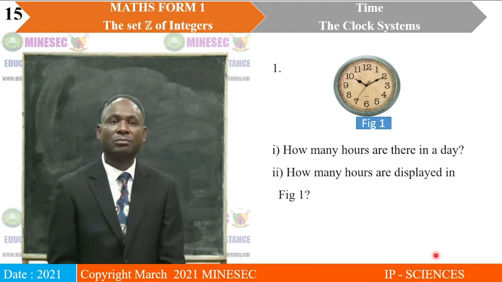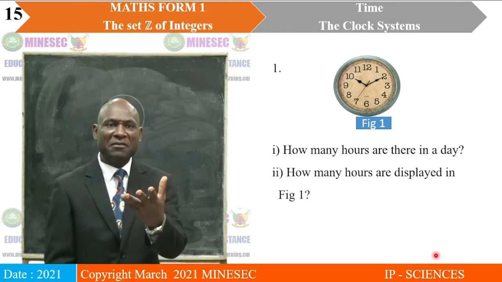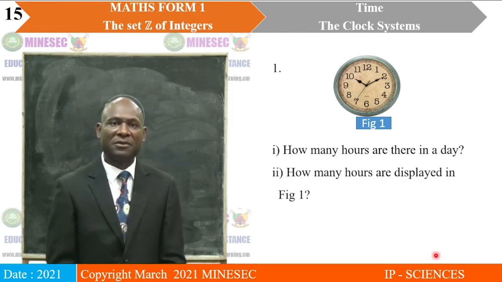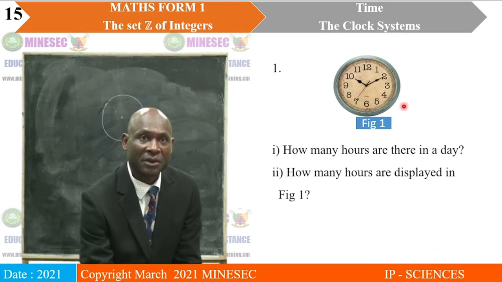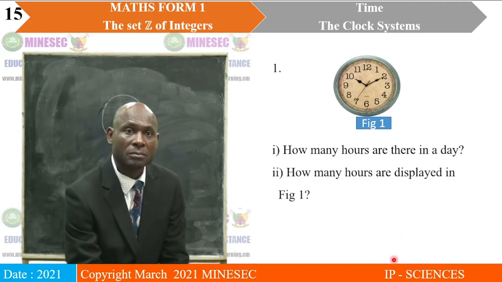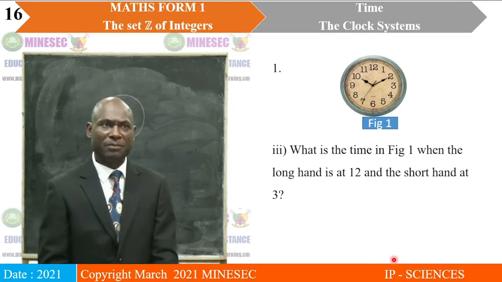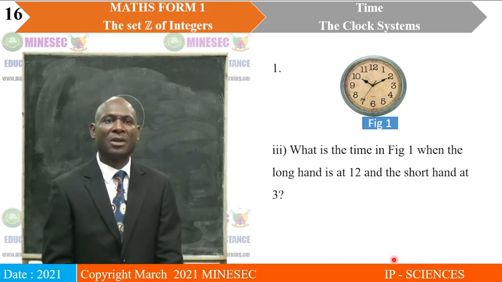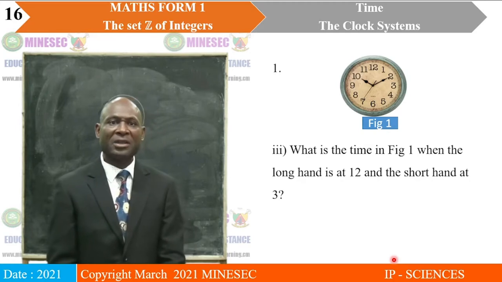Two. How many hours are displayed in the figure above? Figure one. How many hours are displayed in this figure? Question three. What is the time in figure one when the long hand is at 12 and the short hand at 3?